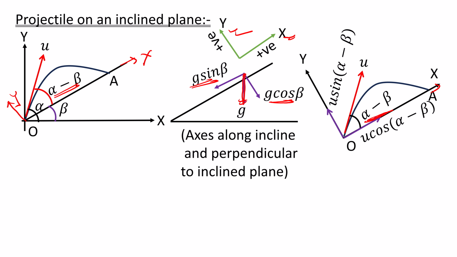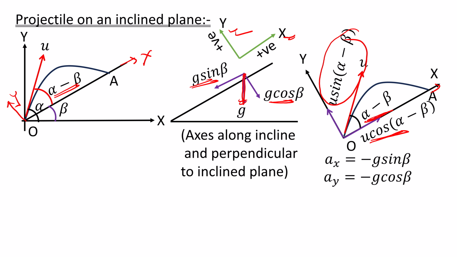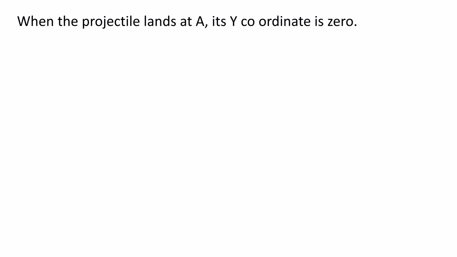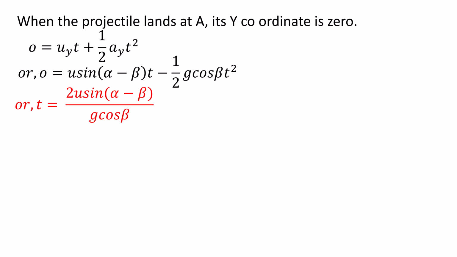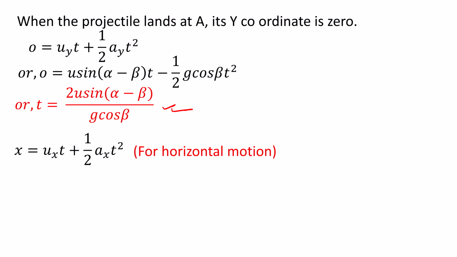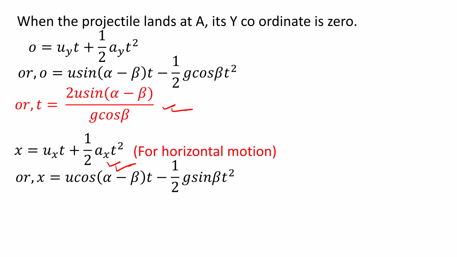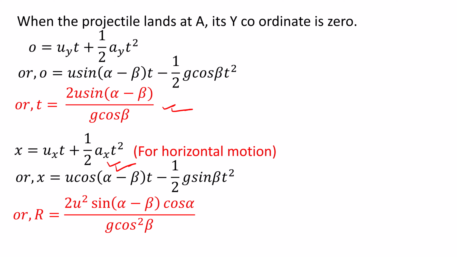This is the x component, u cos alpha minus beta, and u sin alpha minus beta is the y component. ax equals minus g sin beta, ay equals minus g cos beta, and ux equals u cos alpha minus beta. uy equals u sin alpha minus beta. When the projectile lands at A, the y coordinate is 0. We solve it and find t equals this much, and x equals ut plus half a t squared. We find r equals this much.